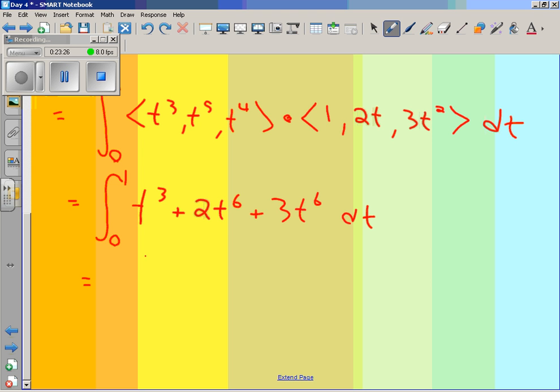And so, when we integrate, this is going to turn into t to the 4th over 4, and then this is going to be 5t to the 6th, which will integrate to 5t to the 7th over 7, evaluated from 0 to 1. So I think it's just going to be 1/4 plus 5/7.